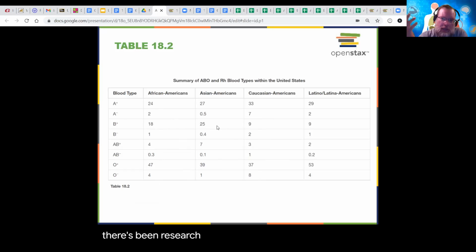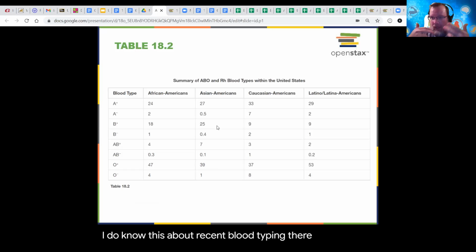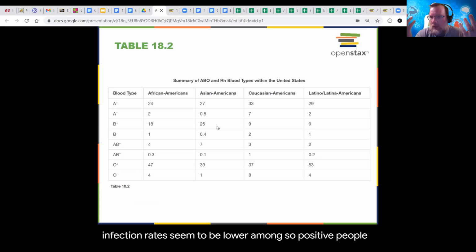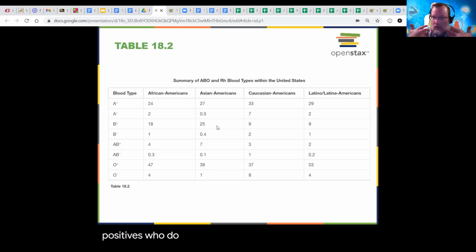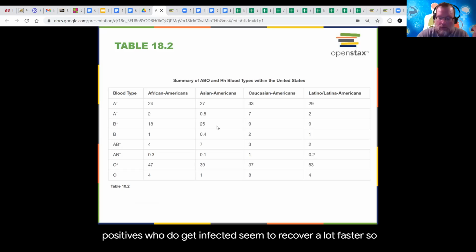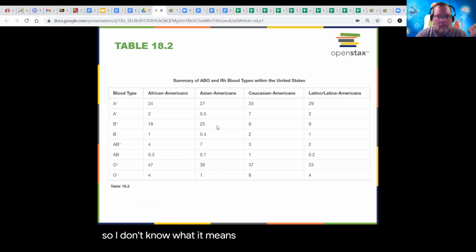There's been research, I do know this about blood type. Okay, I know quite a bit about blood type, but I know this about recent blood typing. They're finding links with COVID. First of all, COVID infection rates seem to be lower amongst O positive people. O positives who do get infected seem to recover a lot faster. So I don't know what it means.